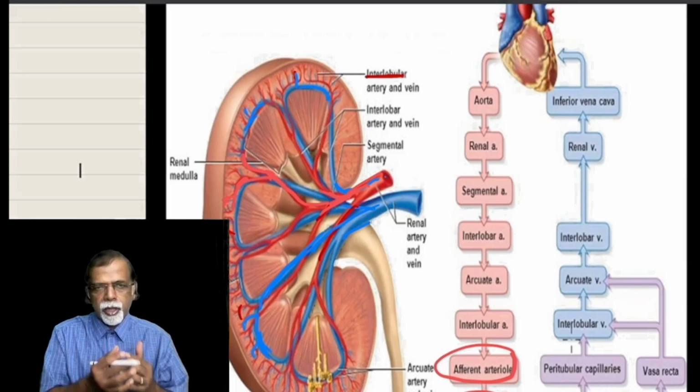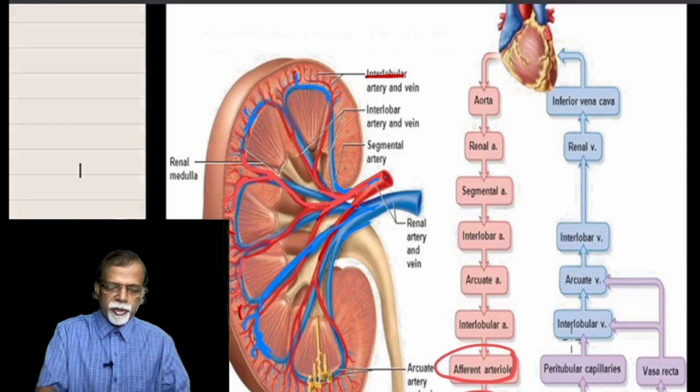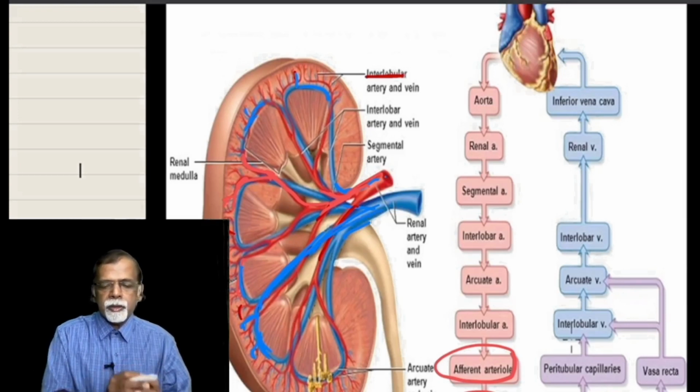Just like the interlobular arteries, there are interlobular veins. The interlobular veins drain into the arcuate veins. So this is the arcuate vein, and this is the interlobular vein. The interlobular veins are draining into the arcuate vein. The arcuate vein drains into the interlobar veins. The interlobar veins form the renal vein.